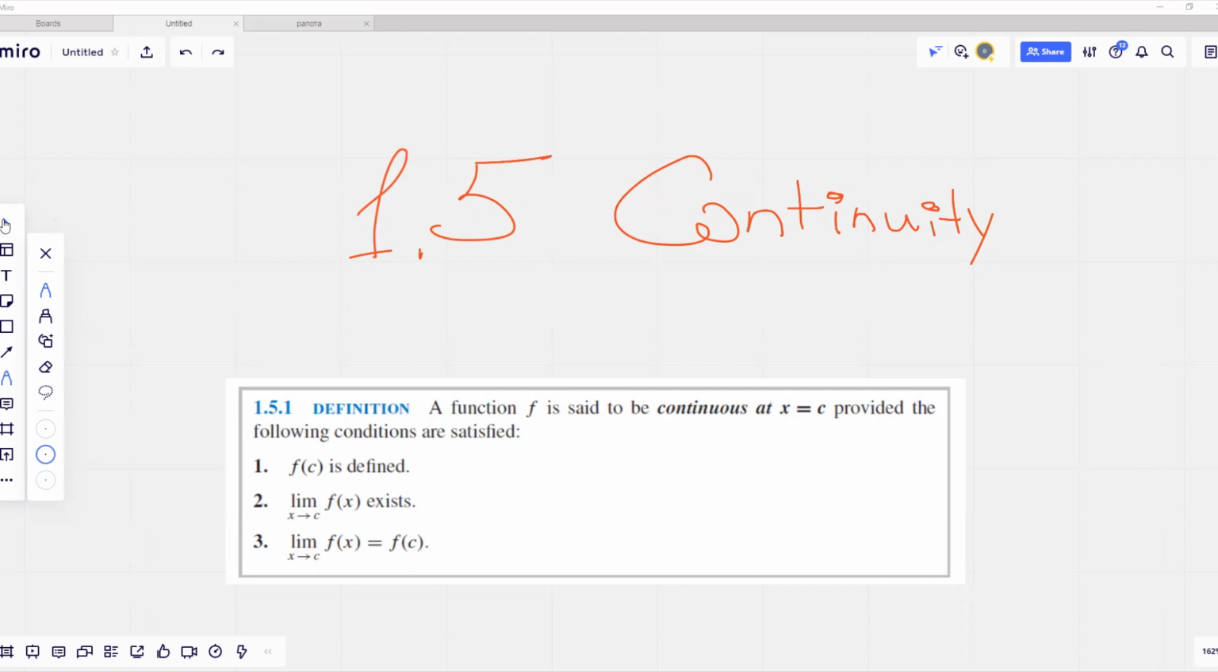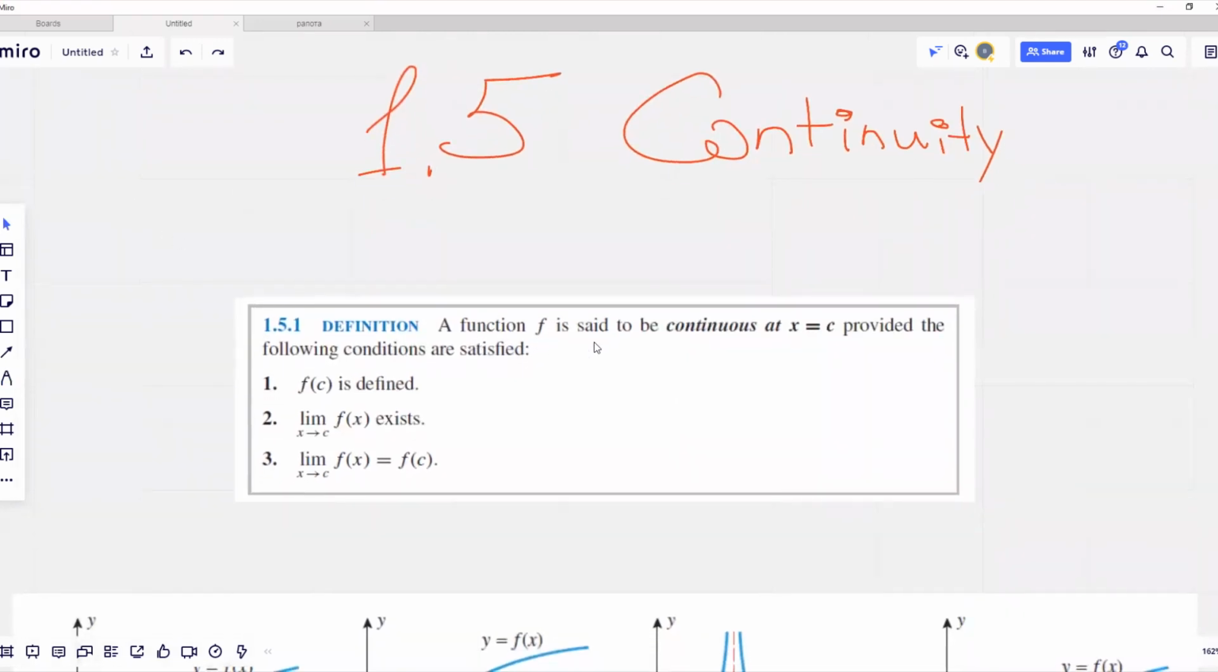So let's start. A function f is said to be continuous at point c, provided the following conditions are satisfied. So we have three conditions here. First, the function at that point should be defined. Second, the two-sided limit should exist. And the last property is that these two should be equal to each other. So the two-sided limit of f of x as x approaches that point c should be equal to the value of the function at that point.